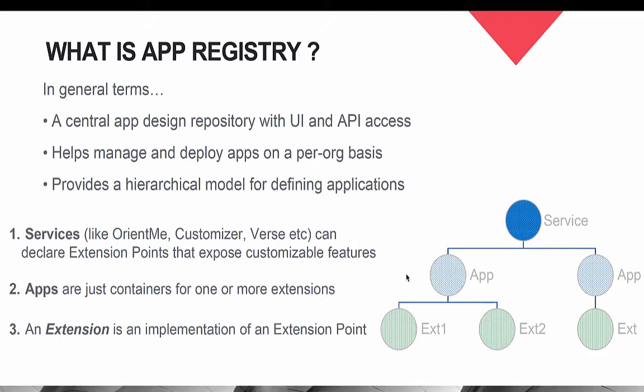As a database, it has a UI for administrators so that they can create, modify, and delete those application definitions, and it's got a bunch of APIs that services can use, typically to query what extensions have been registered for that particular service. A service can be Customizer itself, which is a headless service insofar as it does not have a UI per se, or it can be a visual component like Orient Me, Important to Me, Verse, etc. These services can expose customizable features, and we call those extension points. And an extension is simply an implementation of an extension point.